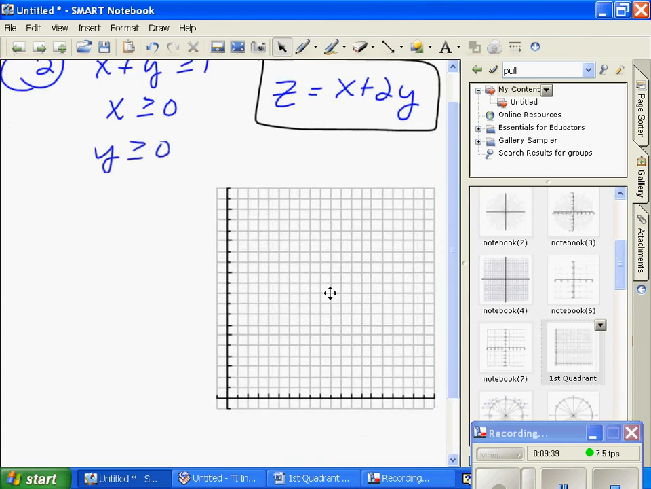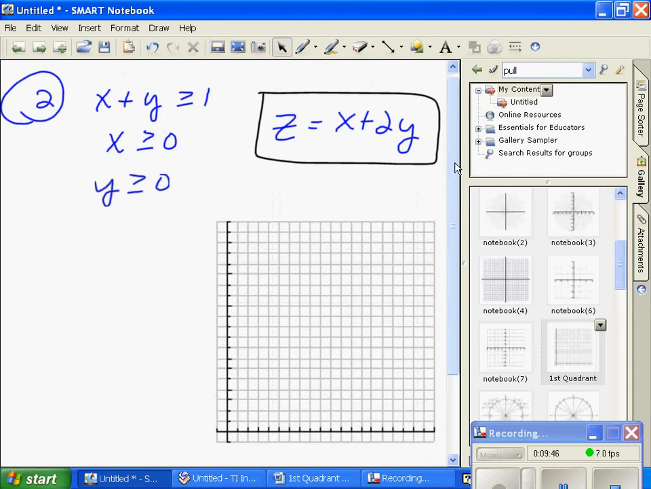Alrighty. First equation, here we go. I'm going to call this, oh, I only have one equation. Well, that's going to be kind of easy. Let's graph it in purple. Equation 1, x plus y is greater than or equal to 1.